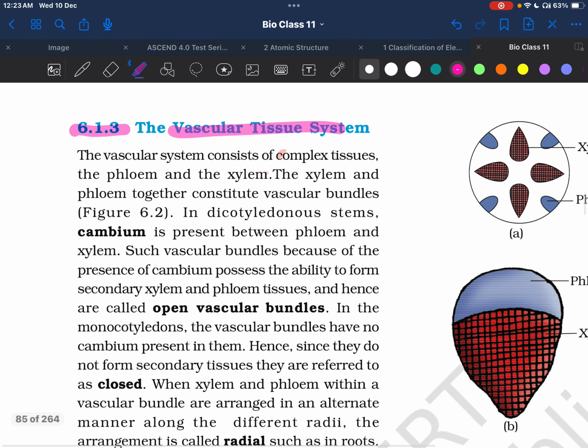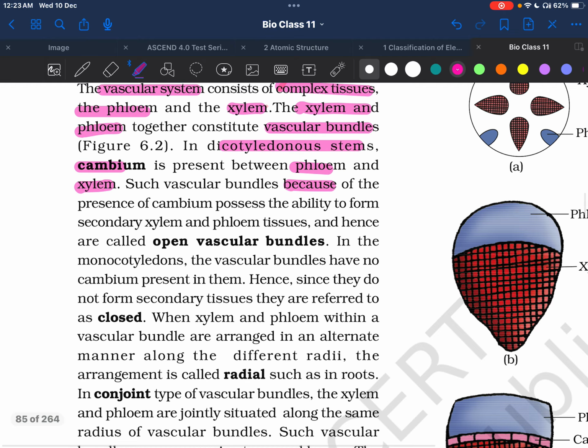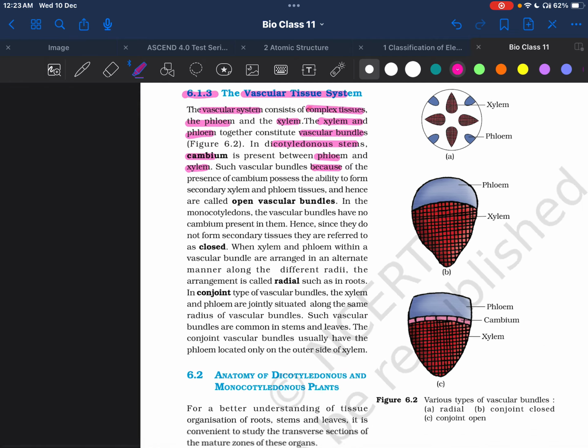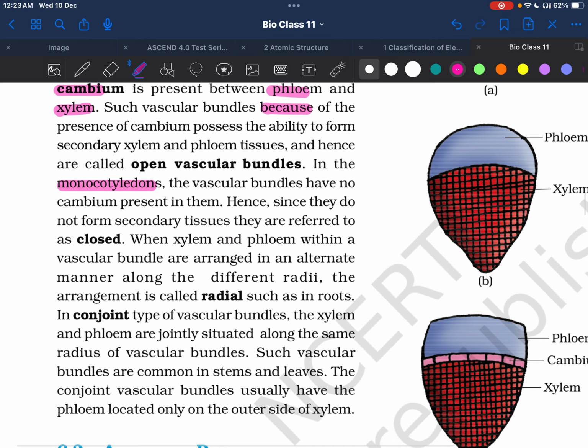6.1.3 The vascular tissue system. The vascular system consists of complex tissues, the phloem and the xylem. The xylem and phloem together constitute vascular bundles. In dicotyledonous stems, cambium is present between phloem and xylem. Such vascular bundles, because of the presence of cambium, possess the ability to form secondary xylem and phloem tissues and hence are called open vascular bundles. In the monocotyledons, the vascular bundles have no cambium present in them. Hence, since they do not form secondary tissues, they are referred to as closed.